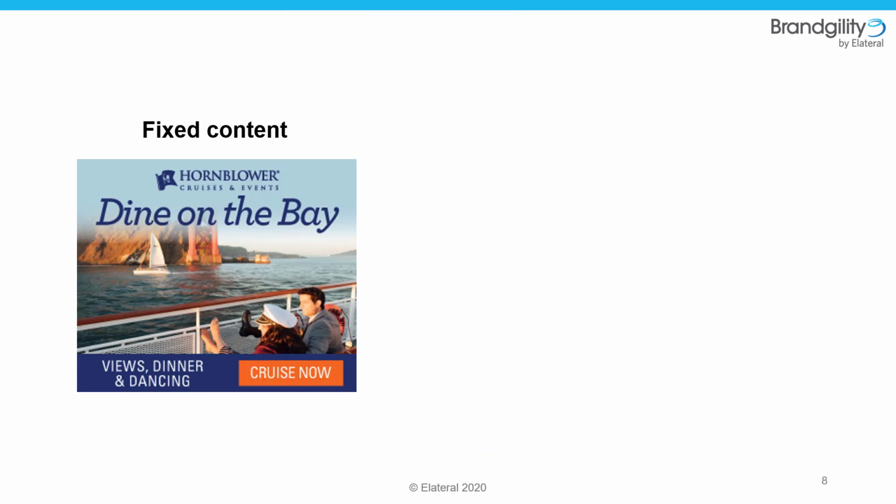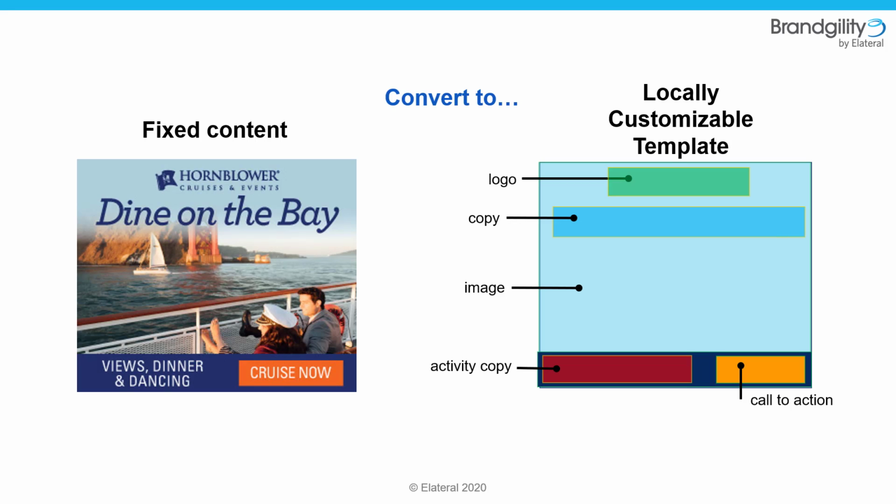Here's an example. So I just found a piece of content, and this is a fairly static piece of content. It has some variations that somebody in the field might want to use. We take a look at that and we break it down into its elements. So we say, all right, there's a logo. It's coming from the DAM. There's some copy that might also be stored there. There's some background images that are clearly stored there. There's some activity copy and a call to action.